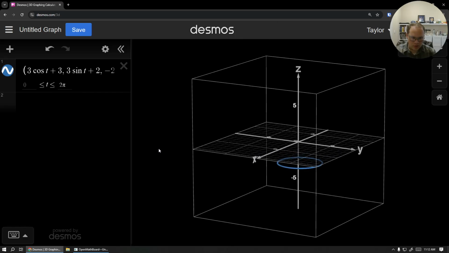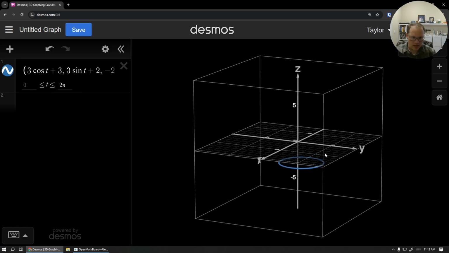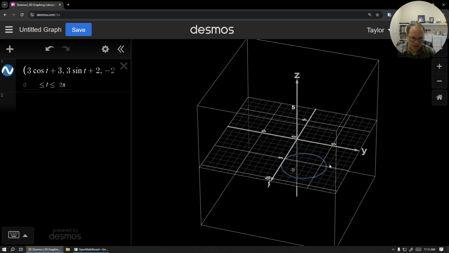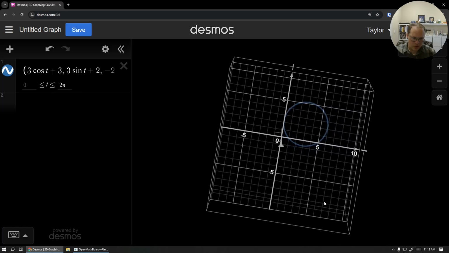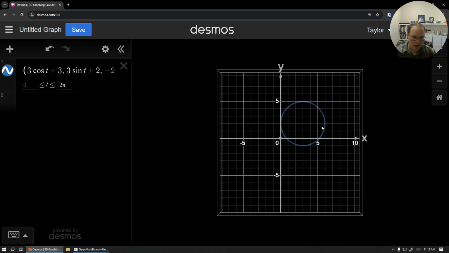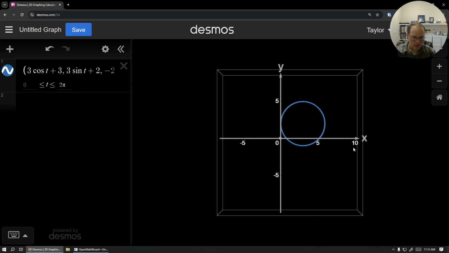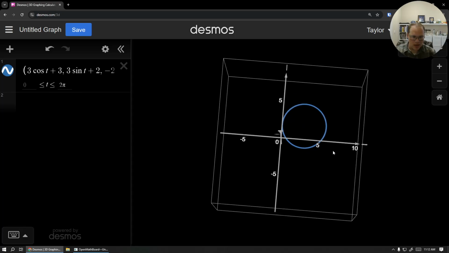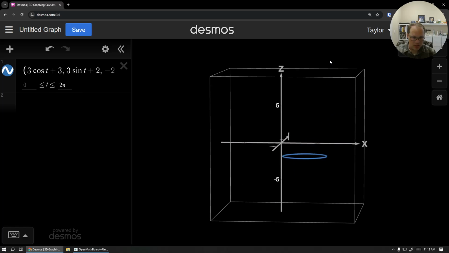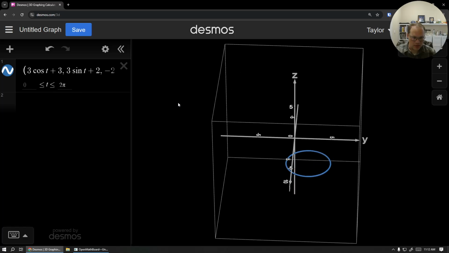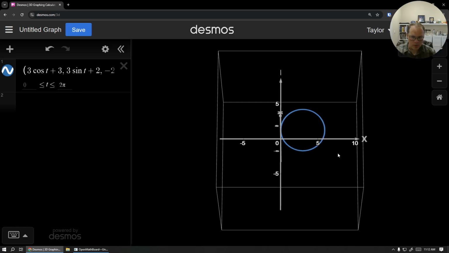So there's the positive x-axis, positive y-axis, and down here is z equals -2. We have that circle. Okay, if we look from above, we get the circle we want. Let me hide the xy plane. It's kind of getting in the way. We have the circle we want, right? It's just shifted down, z equals -2 units. So it does give us what we want here.